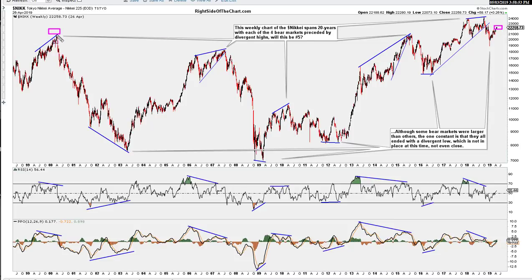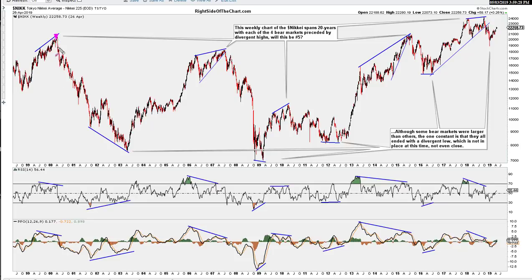So what stands out on this chart? Here it is. This weekly chart of the Nikkei spans 20 years, with each of the 4 bear markets here preceded by divergent highs. Bear market 1, bear market 2, bear market 3. Well, actually it was a 20% drop there, but there's another one, so we'll call it 1, 2, 3. Yeah, I got it right, 4. And now here's 5. So will this one be different? That's the question. So far, it's playing out. Nothing goes straight down. I'll erase those lines real quick. You can see here.